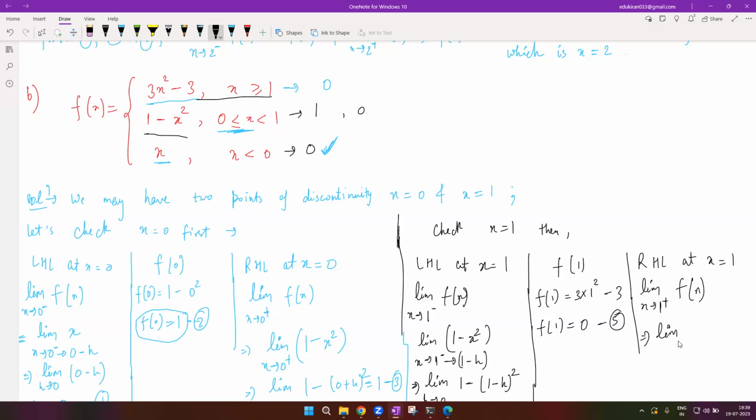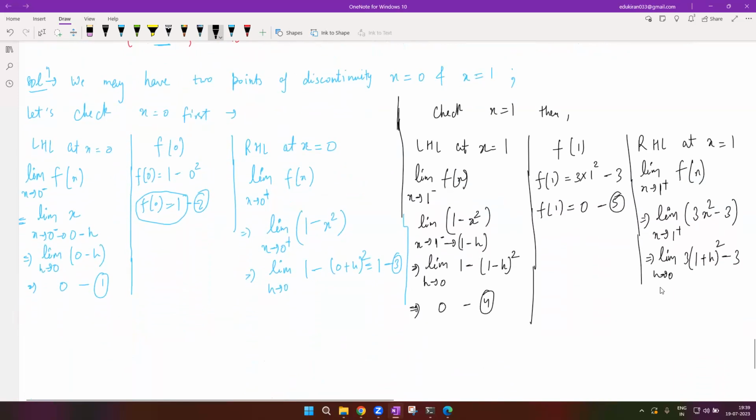So this will be limit x tends to 1 positive f(x). Now in this case, again, the expression used is this because x is greater than 1. So this becomes limit h tends to 0 and in place of x, you will write 1 plus h. Put h equals 0. So this becomes 3 into 1 square, which is again 1. 1 into 3 is 3. So this becomes 3 minus 3, which is 0.